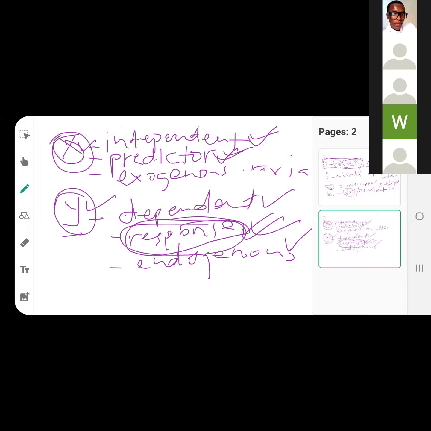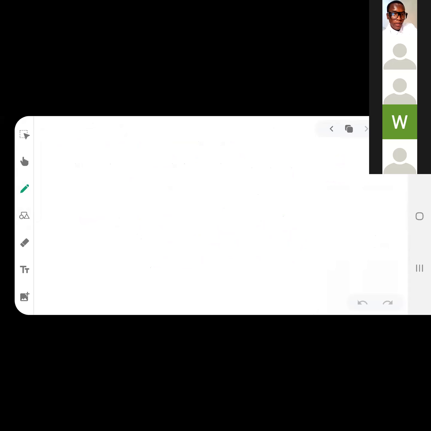So I hope you understand that. And then we also spoke about the important concept, which is homoscedasticity. Make sure you don't forget that.